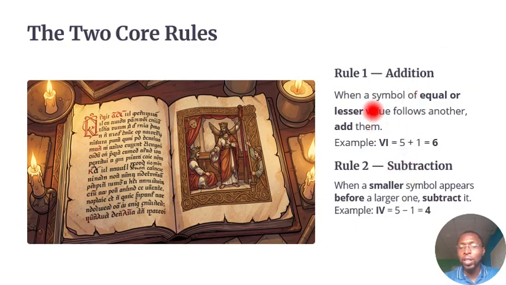So that is the rule of addition and the rule of subtraction. When the lesser one follows the bigger one, you add. But when a smaller symbol appears before the larger one, like you have IV here, then you subtract. These two rules help us in writing different kinds of values using Roman numerals.